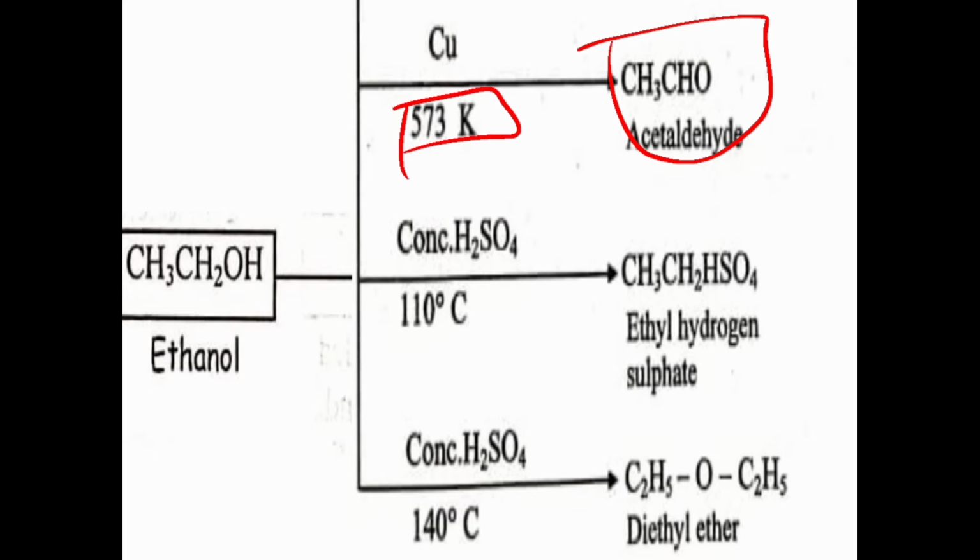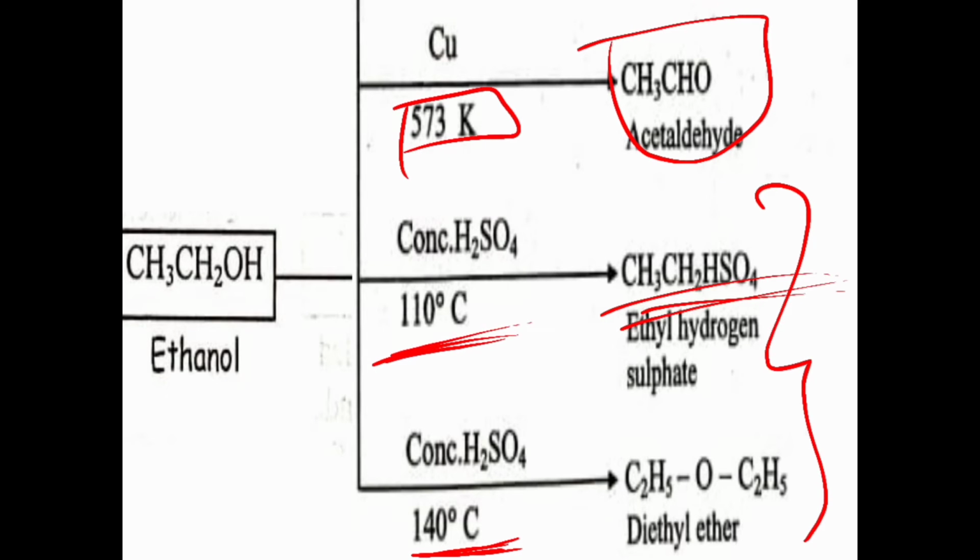Now ethanol with concentrated H2SO4 at 110 degrees Celsius. See, in these two reactions the temperature factor plays a very important role. At 110 degrees Celsius, ethyl hydrogen sulfate is formed, and at 140 degrees Celsius, ether is directly prepared, that is diethyl ether. So these temperatures have to be taken care of.